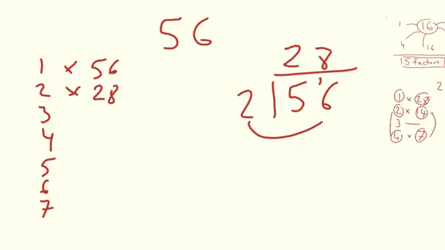3, does 3 go in? No. How do we know? You just go, how many 3's go into 5? Goes in once with a remainder of 2. Does 3 go into 26? No, it doesn't, because you know the 3 times table: 21, 24, 27. 26 is nowhere there.